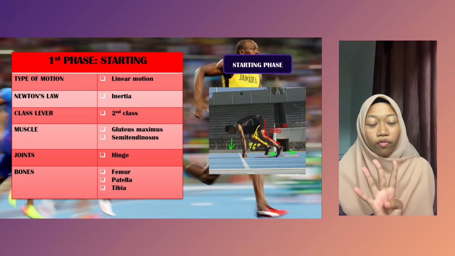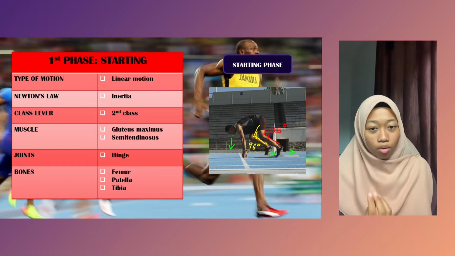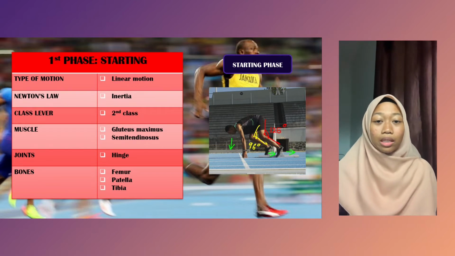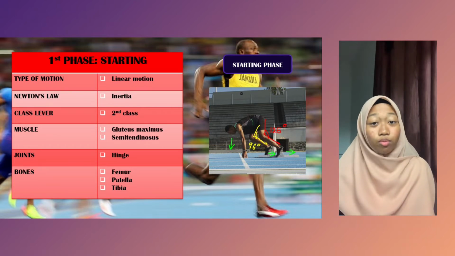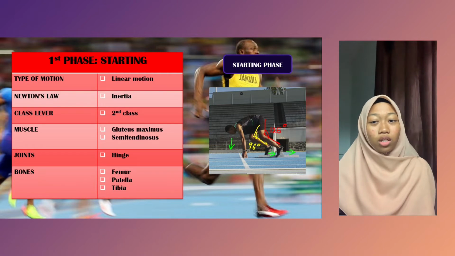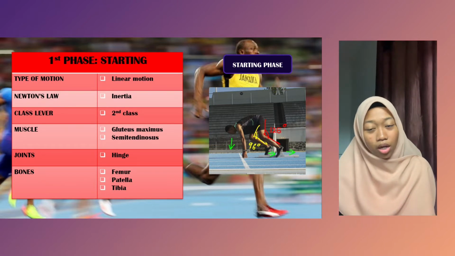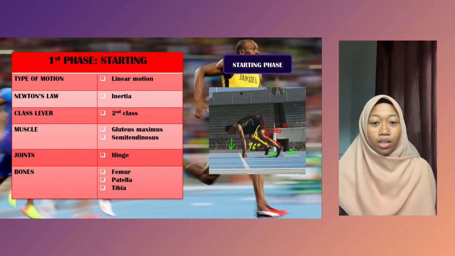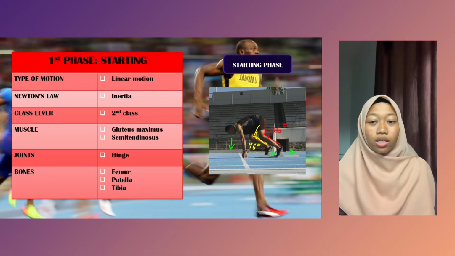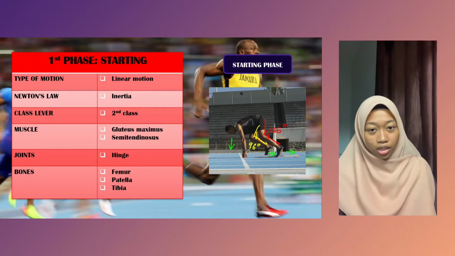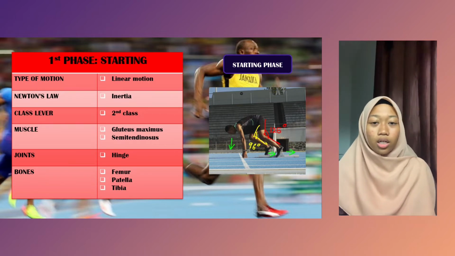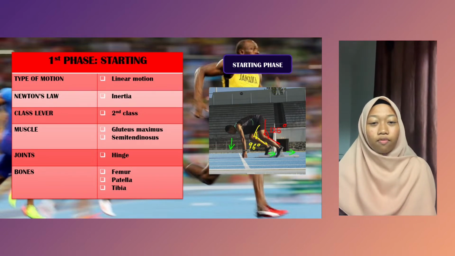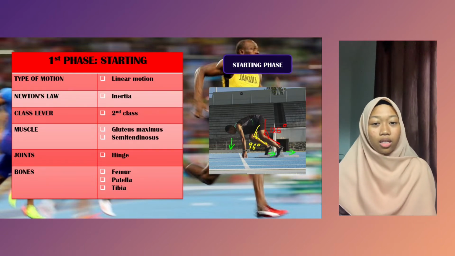Now I will continue this presentation with the movement of the skill for the sprinting speed skill. There are 4 phases in this movement. First is the starting phase. The type of motion is linear motion. For Newton's law, it is inertia, and the class level is second class level. For the muscles, there are 2, which are gluteus maximus and semitendinosus. For the joint, it is hinge joint, and for the bones, they are femur, patella, and tibia.